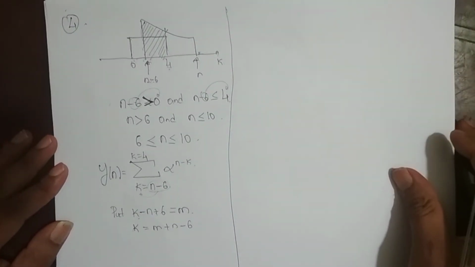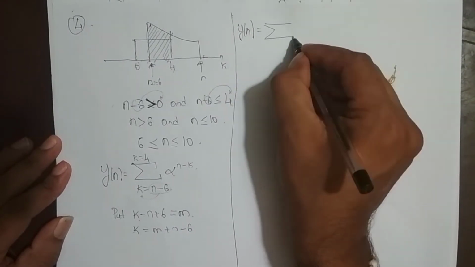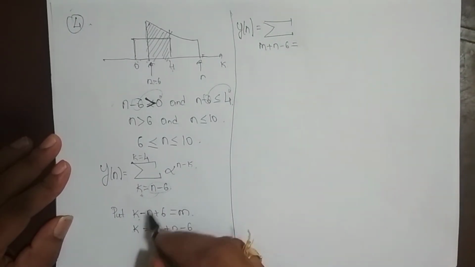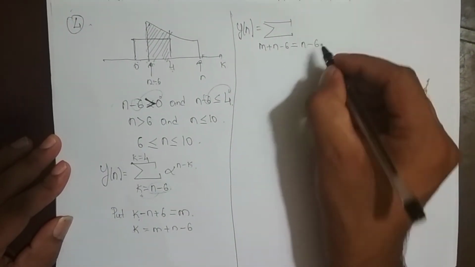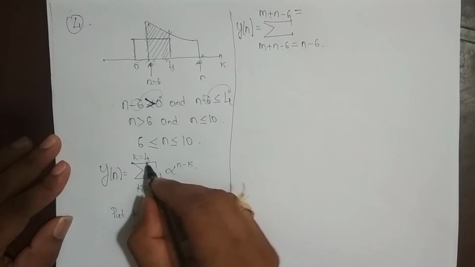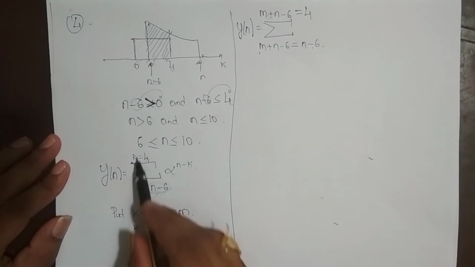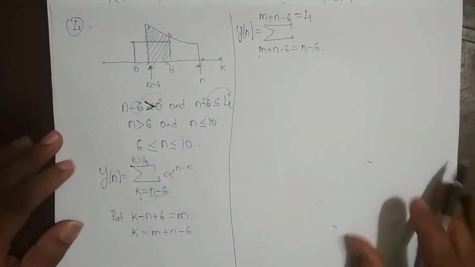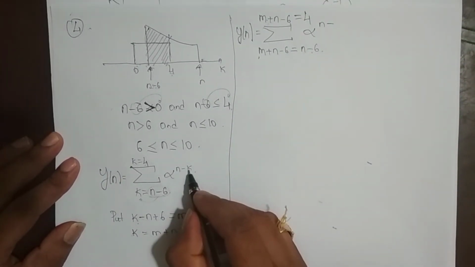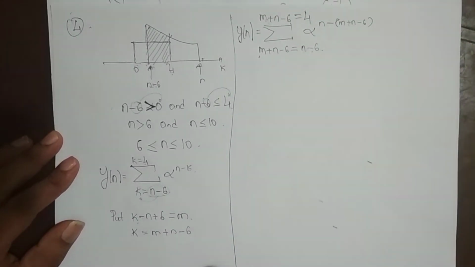So what do I get here is y of n is equal to summation, so k, but what is k? k is m plus n minus 6, which is equal to n minus 6 at the lower limit. And at the upper limit, k is m plus n minus 6 equal to 4. So k is equal to n minus 6 to k is equal to 4, right? Okay. Now alpha power n minus k, right? But what is k? m plus n minus 6, right?